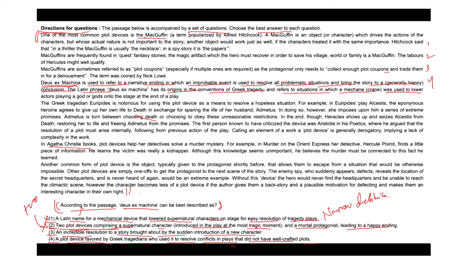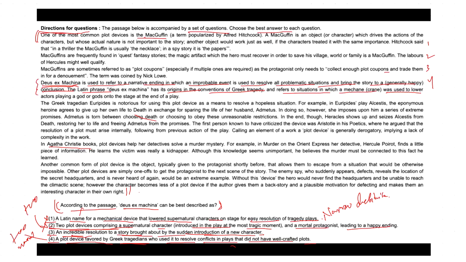Now, look at option 3. Option 3 is indicating an incredible resolution to a story brought about by the sudden introduction of a new character. Now, if I look into this one, and option 4, where it is stated a plot device supported by Greek tragedians who used it to resolve conflicts in plays that did not have well crafted plots. Option 4 is also too narrow, right? Why is it too narrow? Because it is restricting the definition, as per paragraph 4, isn't it?